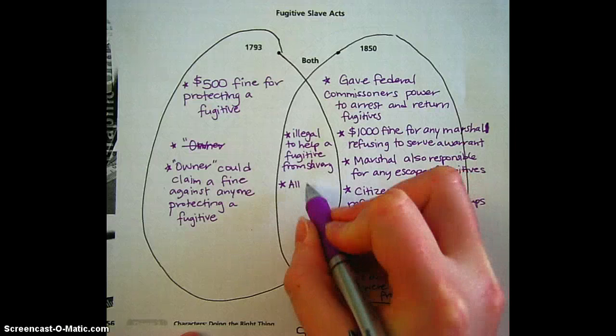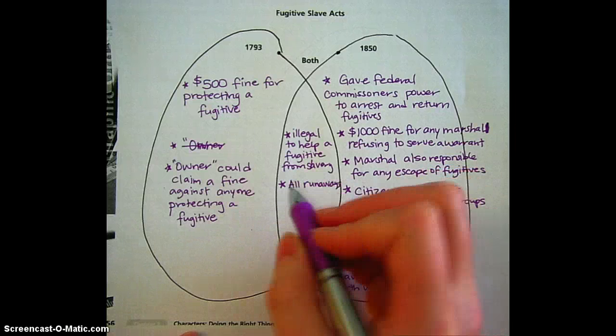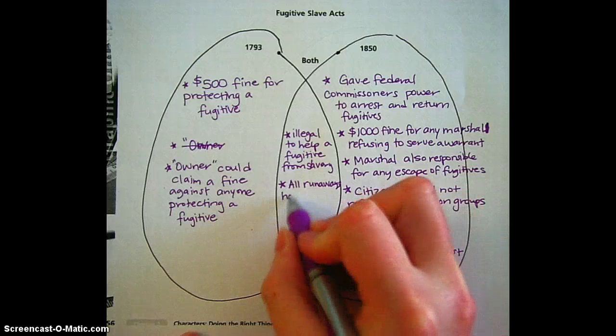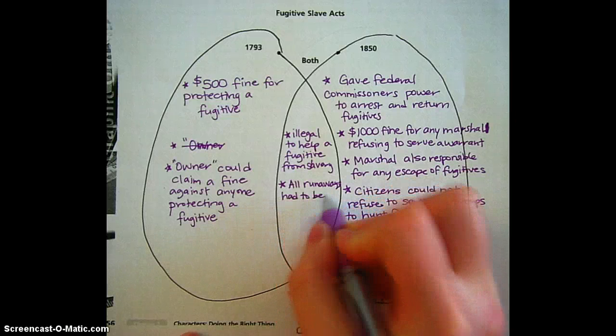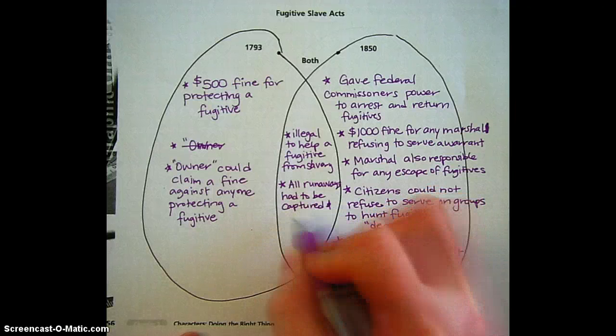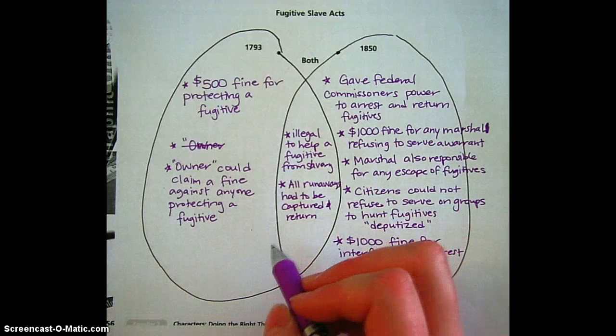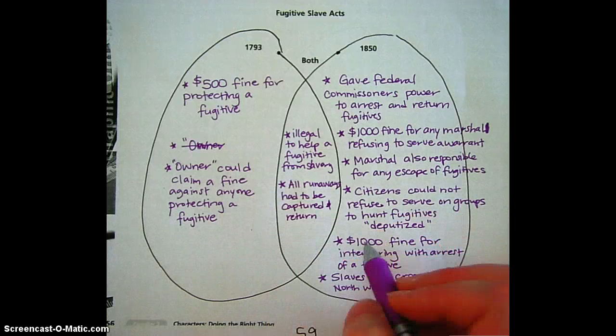Also, for both laws, all runaways had to be captured and returned. And this was on the books in 1793, but it wasn't so much enforced until the law of 1850.